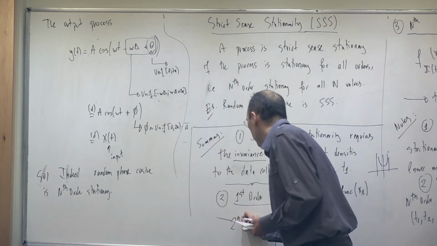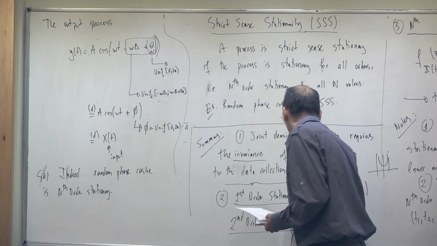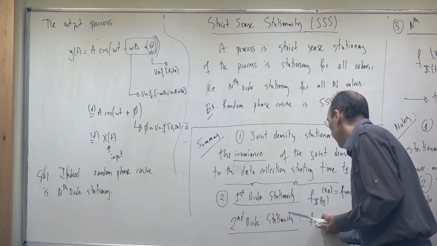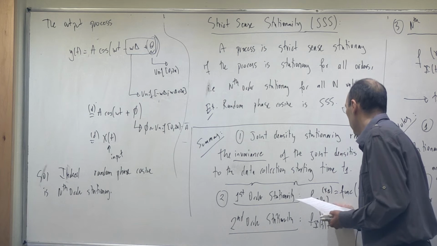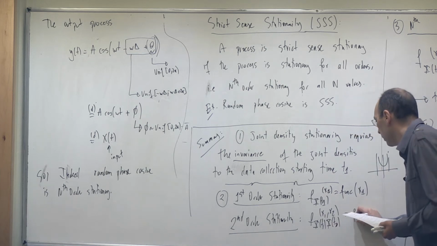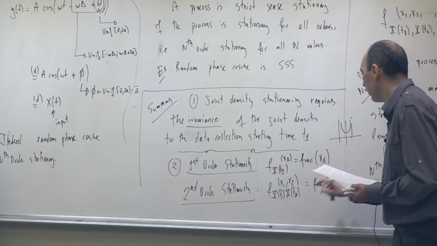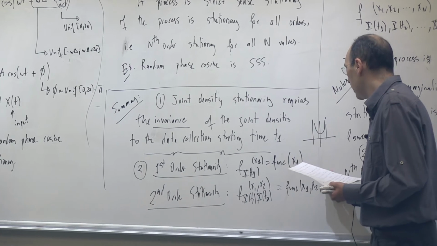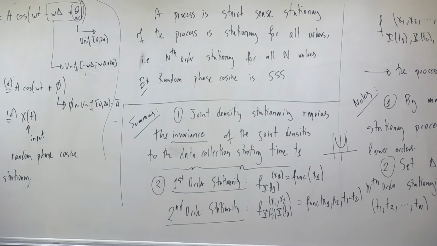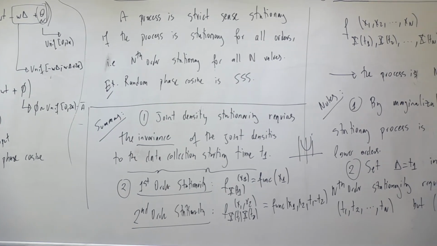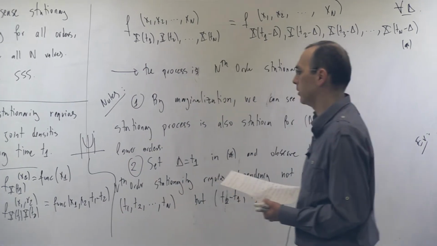For second order stationarity, now I have two sampling time instants, x1, x2. Obviously, the density should depend on these two values. But how about t1, t2? They do not explicitly depend on t1, t2, but their difference, t1 minus t2, is needed. Okay? So again, this kind of an observation. This is a summary, summarizing the important points.